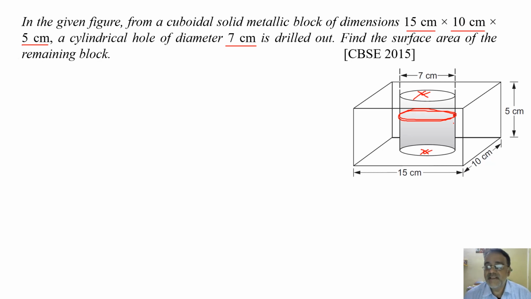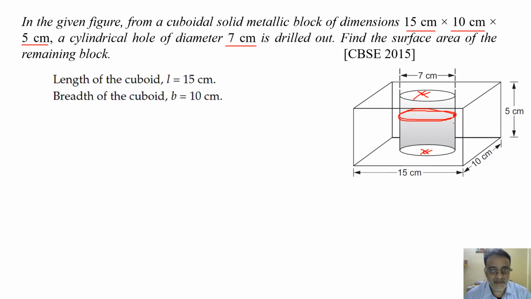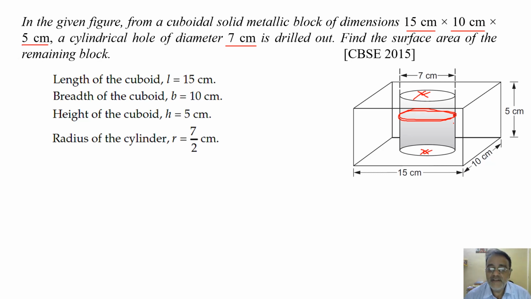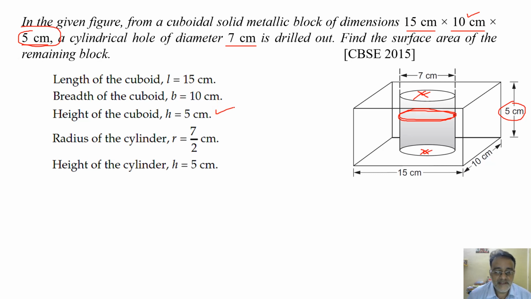Yes. So length of cuboid is given 15 centimeter, breadth is given 10 centimeter, and height is given 5 centimeter. And the radius of the cylinder is given, diameter is 7, so 7 by 2, and height of the cylinder is the height of the cuboid, that is 5 centimeter. ये है LBH. ठीक है, same. Right, any doubt here up to here?